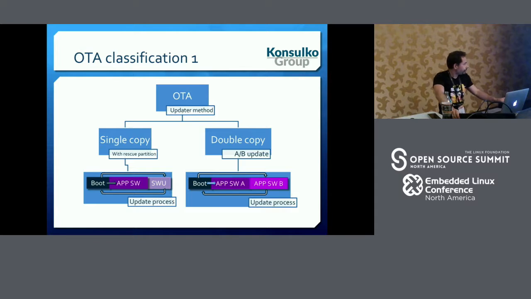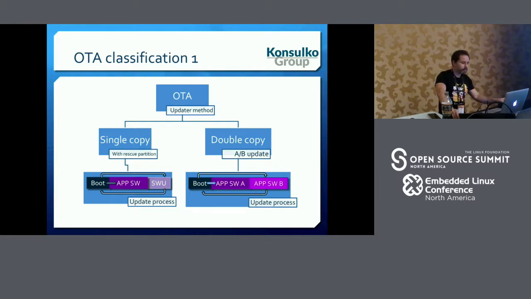We're going to classify OTA updaters a little bit. There are many classifications. Basically, we will concentrate on two. By the update method, you can say it's either a single copy or a double copy updater, as you can see on the graph down below.